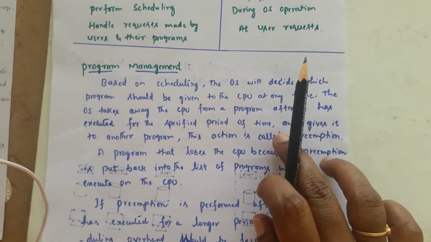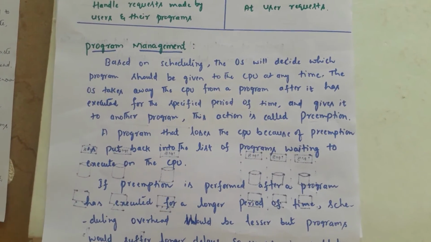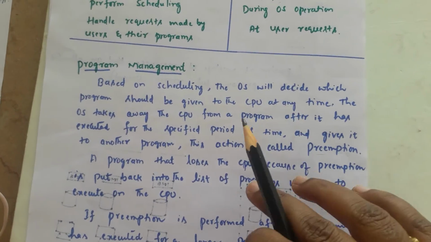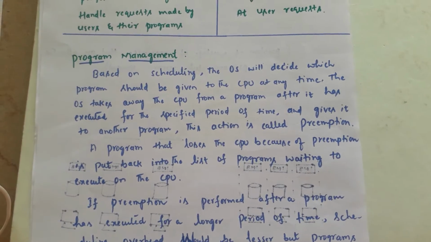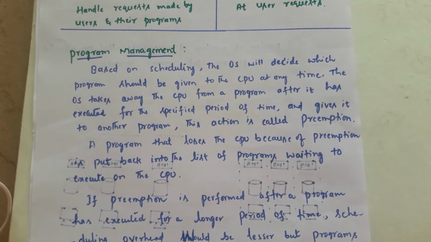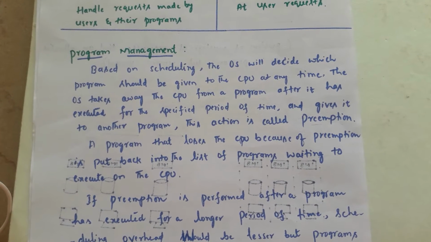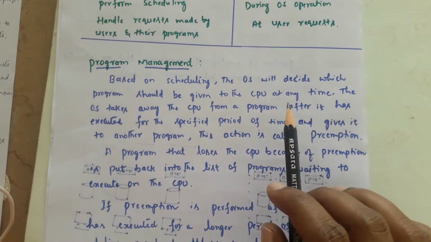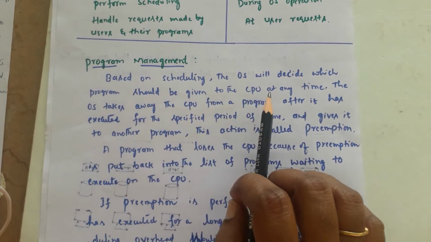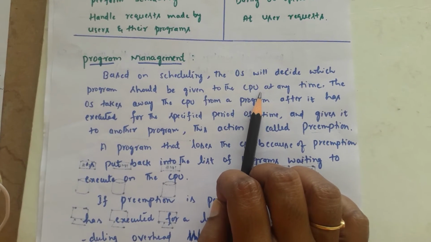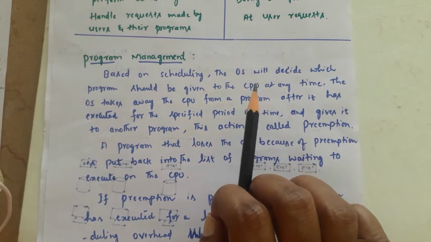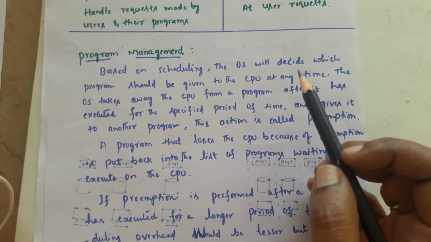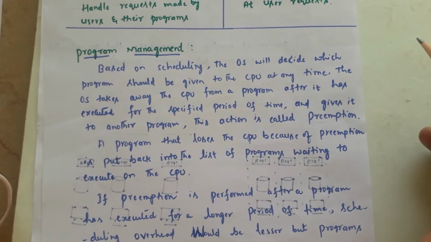So the key concerns we said were program management, resource allocation, and protection, right? Now look at what program management is. Based on scheduling, and scheduling is allocating your CPU for sufficient time, your OS will decide which program should be given to the CPU. It is not like anybody can use the CPU.